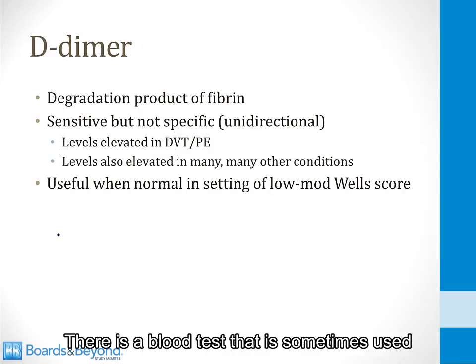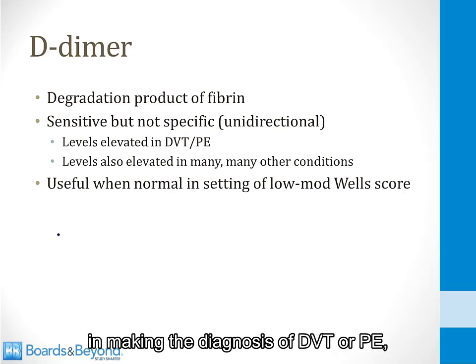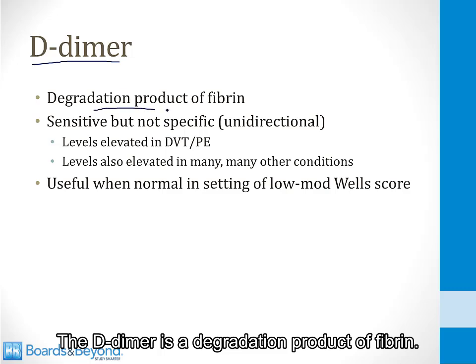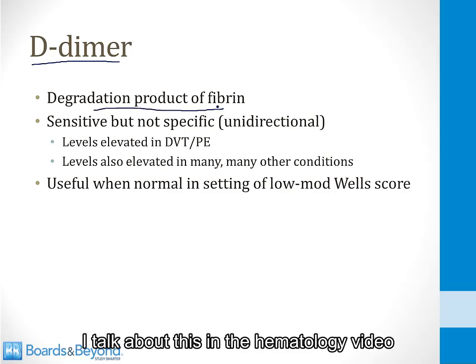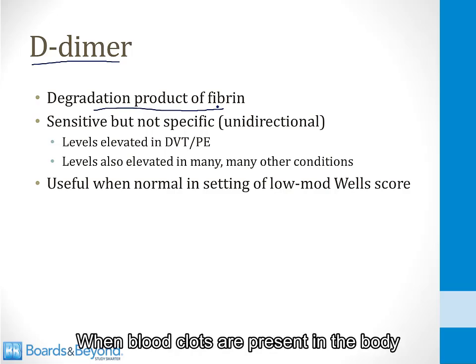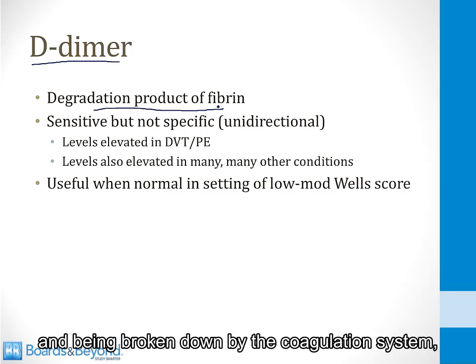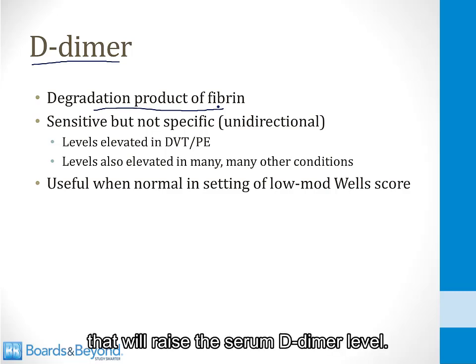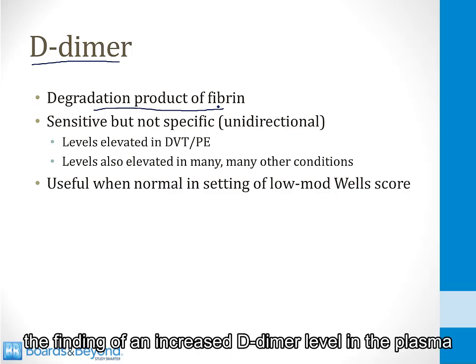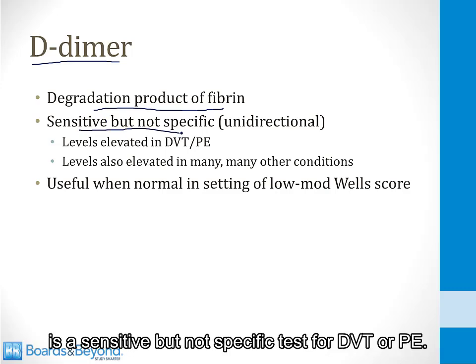There is a blood test that is sometimes used in making the diagnosis of DVT or PE, and that is measurement of the plasma D-dimer level. The D-dimer is a degradation product of fibrin. I talk about this in the hematology video on the coagulation system. When blood clots are present in the body and being broken down by the coagulation system, that will raise the serum D-dimer level. For this reason, the finding of an increased D-dimer level in the plasma is a sensitive but not specific test for DVT or PE.